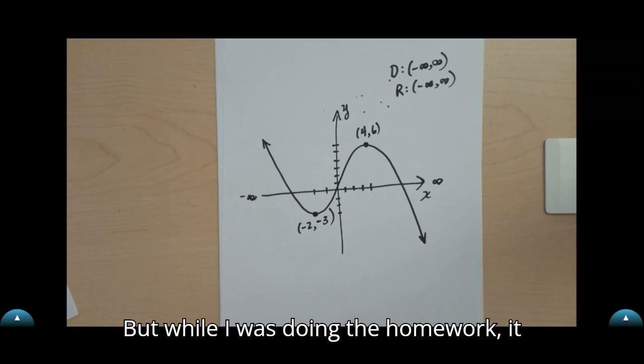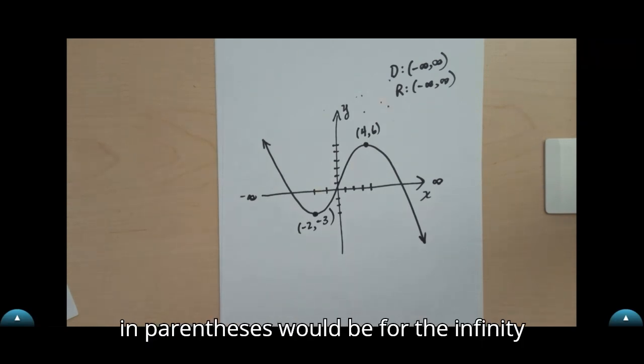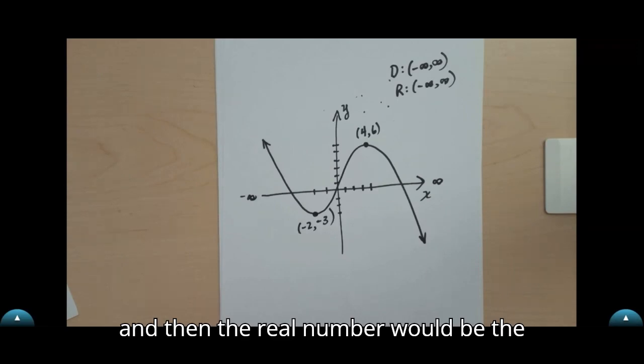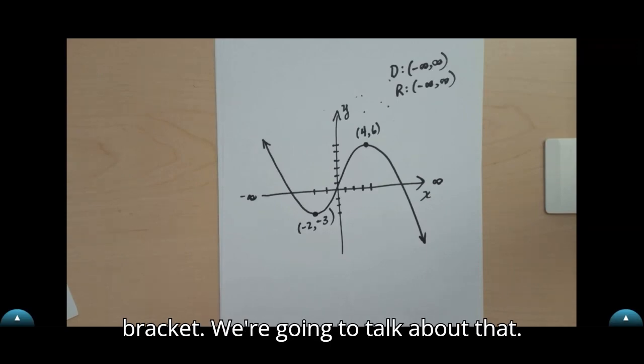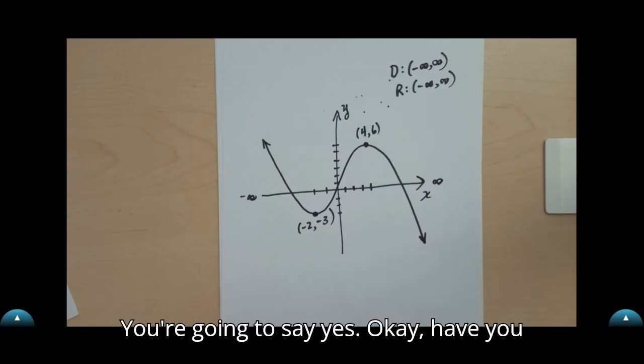But while I was doing the homework, it seems like the only time you would put it in parentheses would be for the infinity, and then the real number would be the bracket. We're going to talk about that.